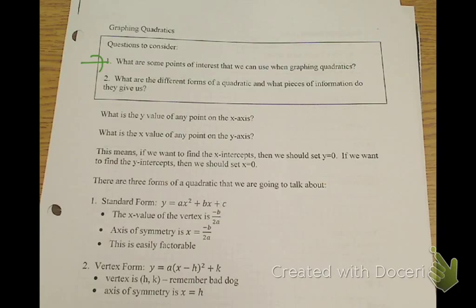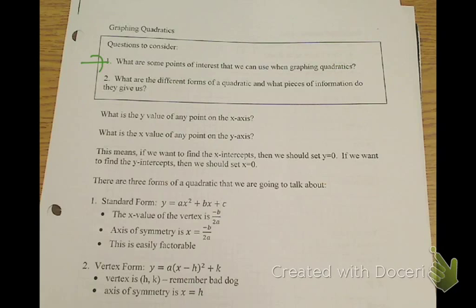What are the different forms of a quadratic and what pieces of information do they give us? We just did that, right? Vertex form gives you that h and k, which makes it very easy to find the vertex. The standard form, you have to work at it. So we looked at both of those options. All right, let's answer our questions here.